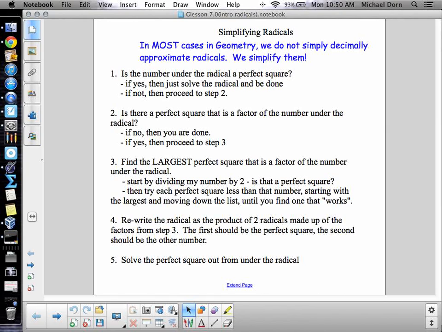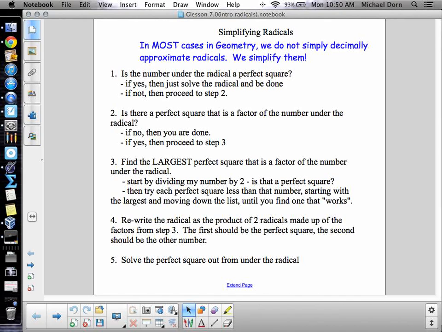Especially in this chapter where we start working with the Pythagorean theorem, a lot of times we're going to get answers that are in terms of radicals. We're going to have to work with radicals through the process of the problem. And so that's what we're going to talk about today: how to express final answers, how to work with radicals, things like that.